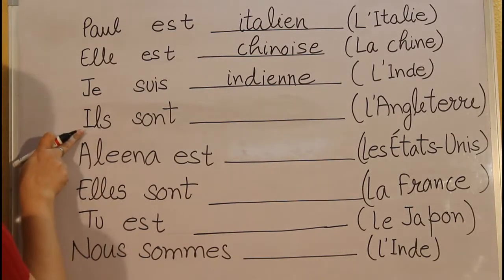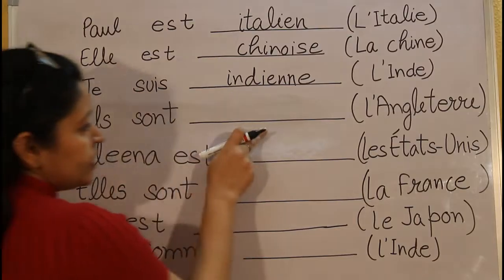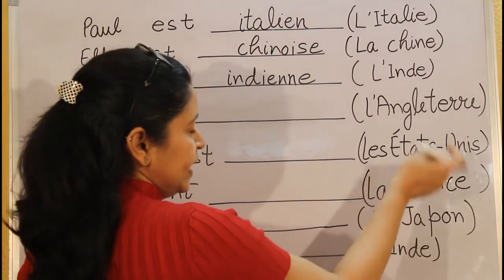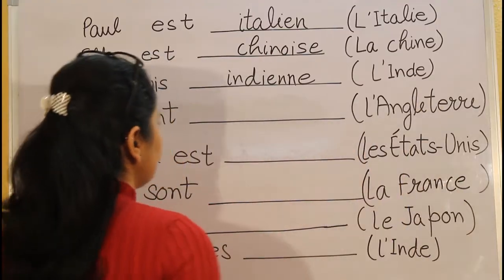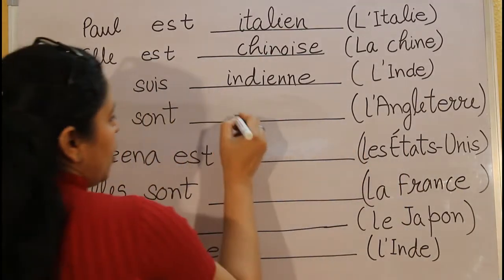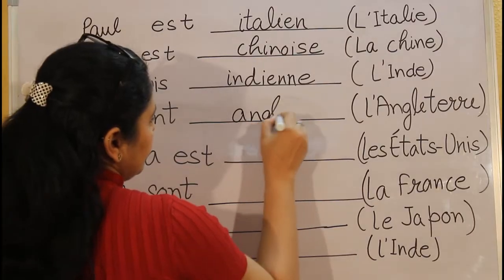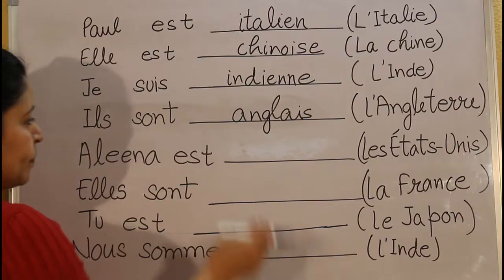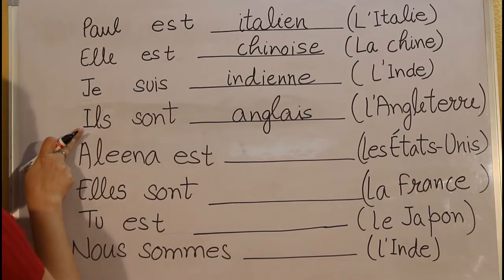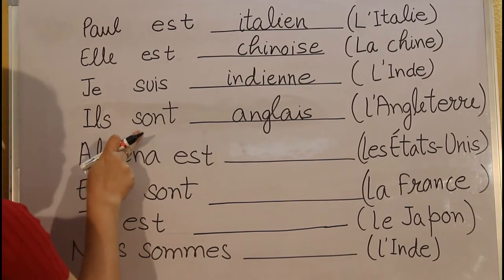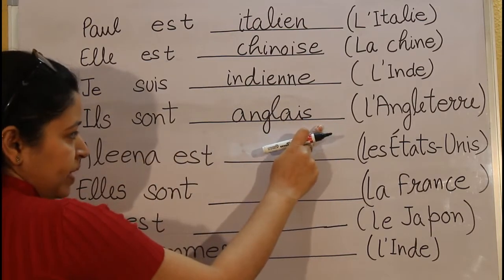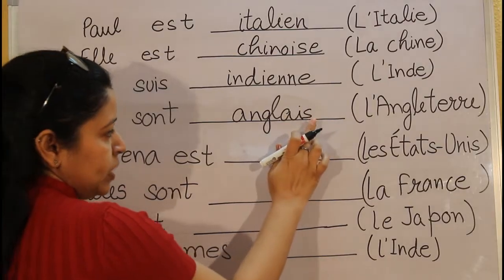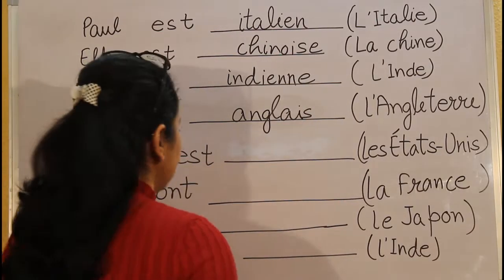Now ils means they, the boys. Ils sont dash, and the country name is l'Angleterre. L'Angleterre means England. They belong to England. How to say England? They are Anglais. Anglais. Now I'm not going to add anything after S, although ils, this word is written in its plural form, plural conjugation is used. Still I'm not making any change here because the word is already ending with S, and wheresoever the word is ending with S, you need not add one more S there.